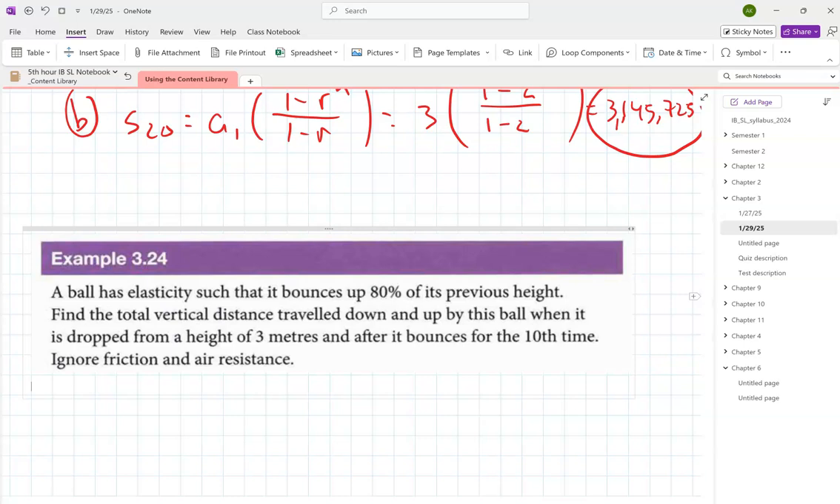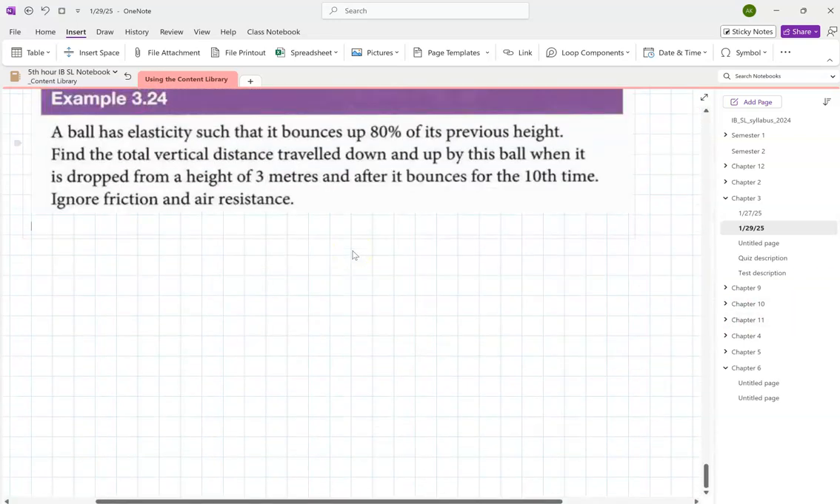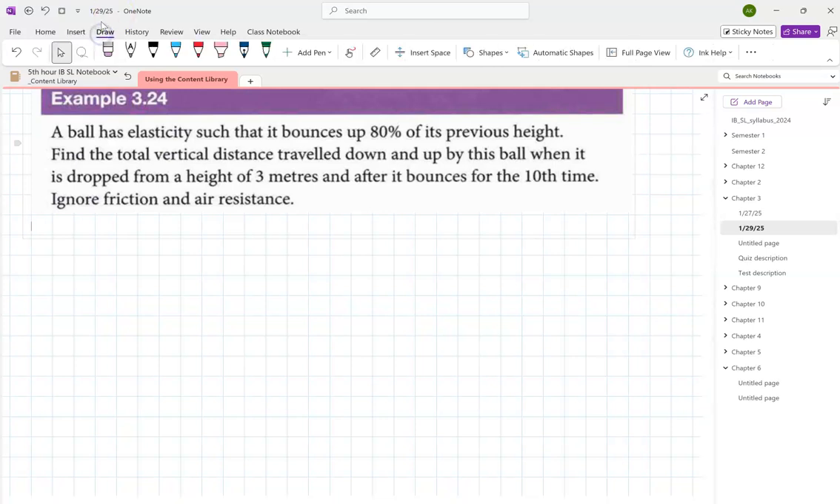A ball has elasticity such that it bounces up 80% of its previous height. Find the total vertical distance traveled up and down by the ball when it's dropped from a height of 3 meters and after it bounces for the 10th time. Ignore friction and wind or air resistance. So I'm going to start by just drawing a picture because this is representing a physical situation.